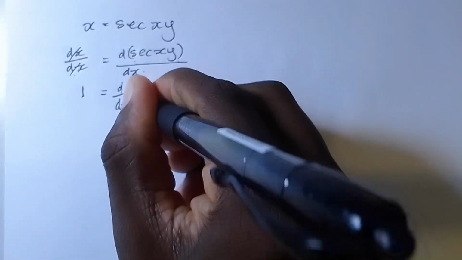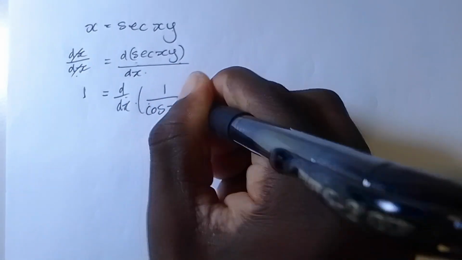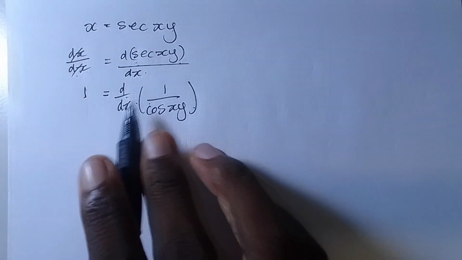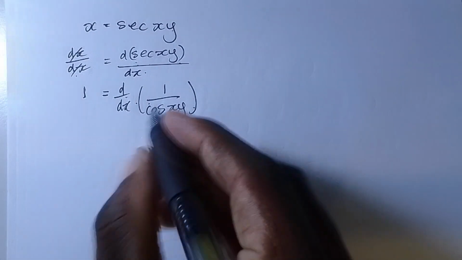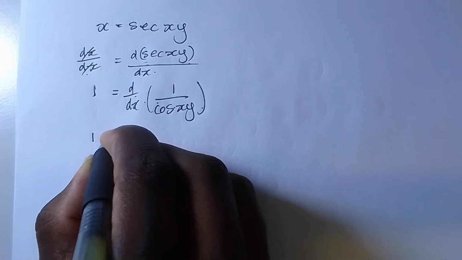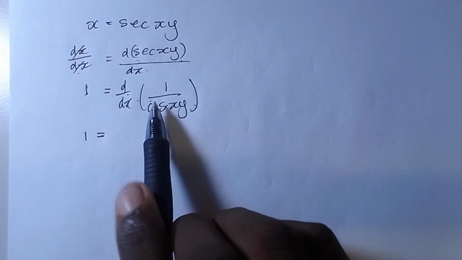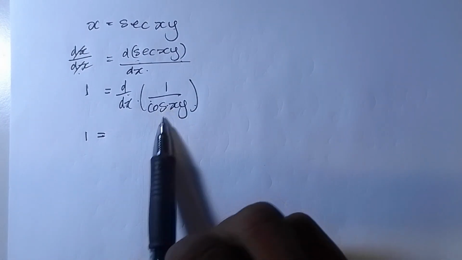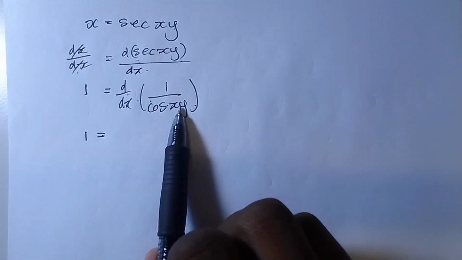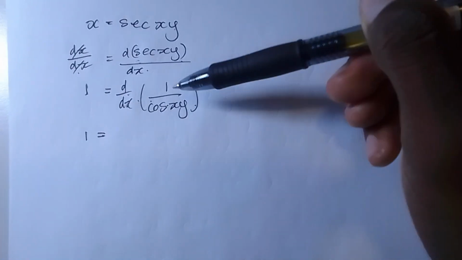So let's change sec to be its co-function, which is cos. So it'll be 1 over cos xy, and then we'll differentiate this. It's a bit easier, but a bit hard at the same time. How is it easier? We know what the derivative of cos is. How is it harder? It's a fraction, and therefore we have to use the quotient rule. How do we use the quotient rule here?